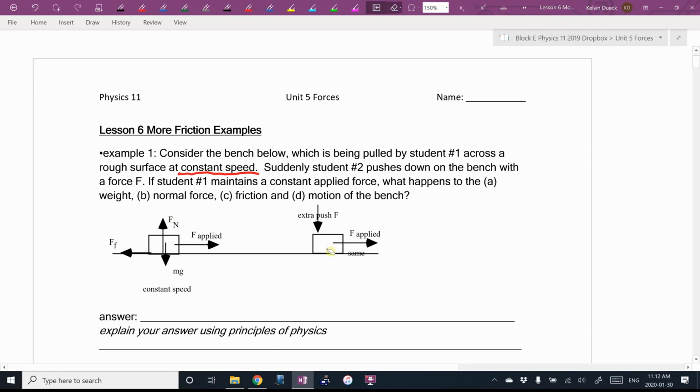When Karn comes and sits here, does mg of the bench change? Does the mass of the actual bench itself change? So do me a favor, put the MG back there again. Is the bench sinking into the ground like quicksand? Is it flying to you like Superman? No? Look up, don't write this down. Why would I take marks off if you said, oh, well, the normal force must be the same size as MG? Why is that impossible?